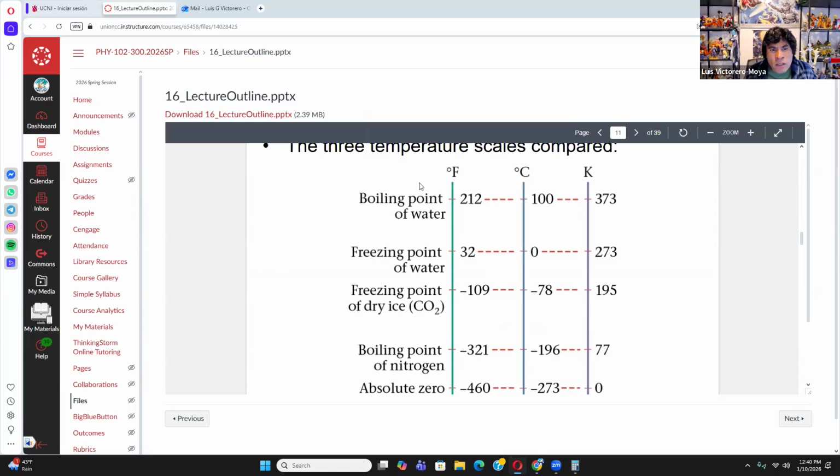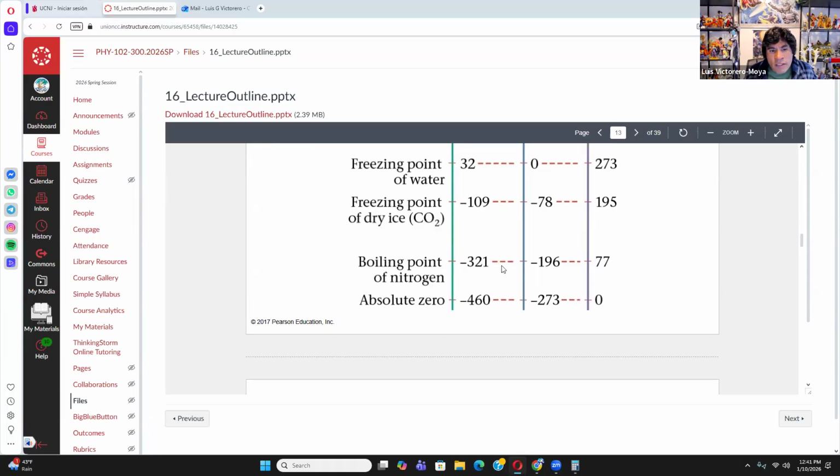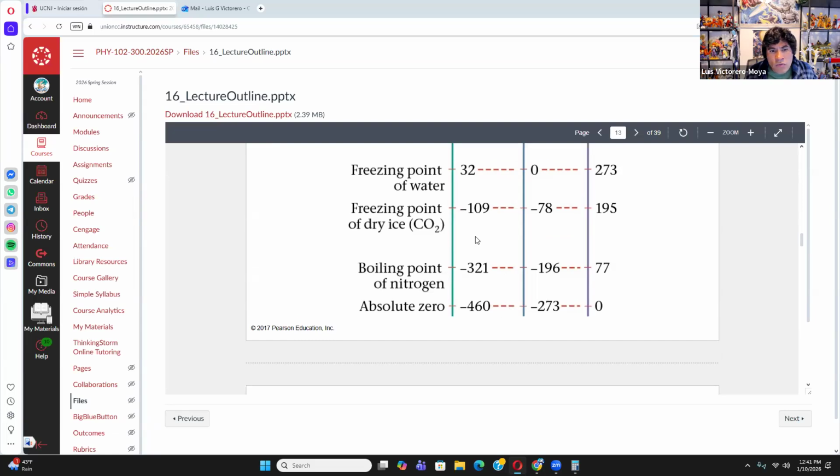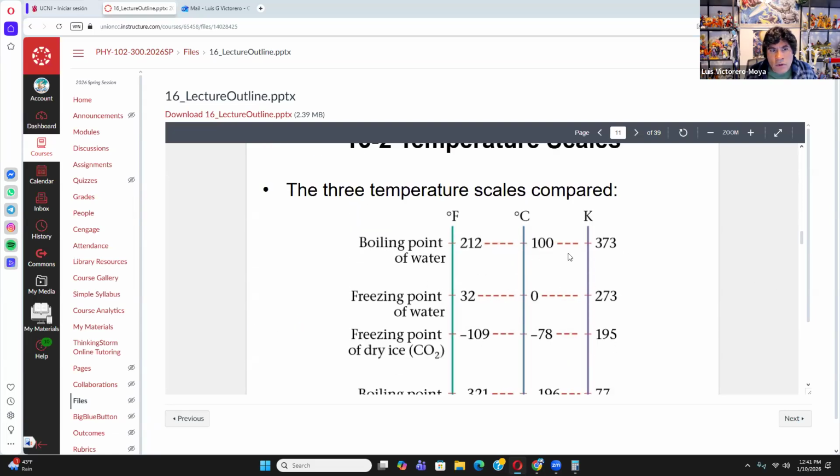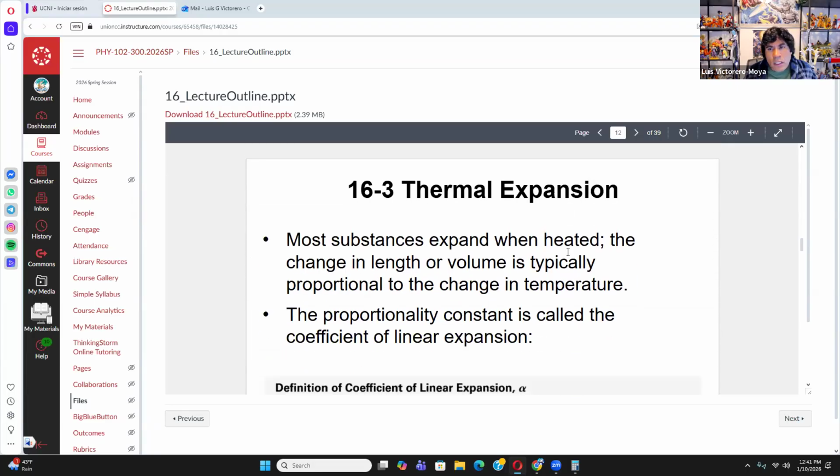Here is a nice relationship: we have the boiling point of water in Fahrenheit, Celsius, and Kelvin, the freezing points for carbon dioxide and nitrogen, and then absolute zero in three different temperature scales. In the next video, I'm going to solve some problems so you can see how easy it is to go from one scale to the other. At the end of the day, we are mostly going to be using Celsius and Kelvin for the problems of heat, thermodynamics, and even later when we talk about gases.